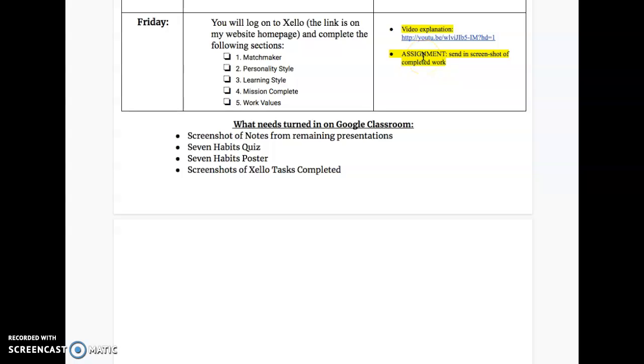When you're finished with those, you're going to take a screenshot of the completed work. So it's going to show you on the video what I'm talking about, and you will turn that into Google Classroom. That will be the work for the rest of this week. Here I have a list of what needs to be turned in. It would be your screenshot notes from the presentations that you look at today. You have a 7 Habits quiz, 7 Habits poster, and a screenshot of Zello tasks completed.